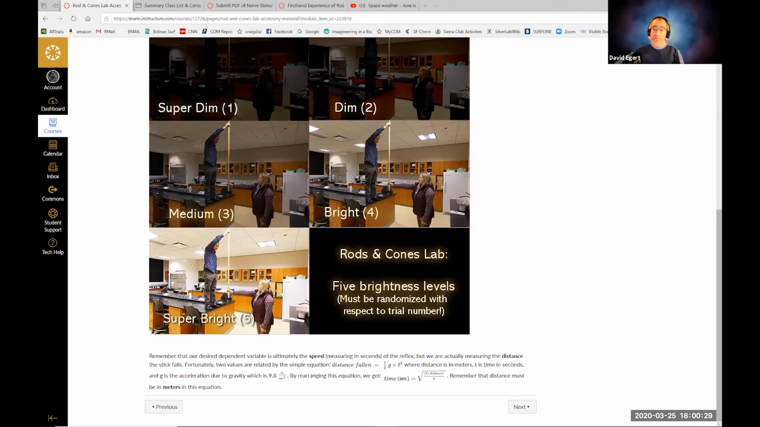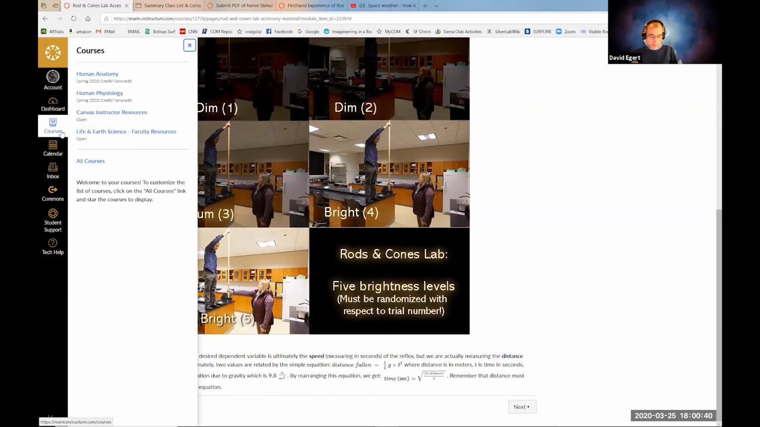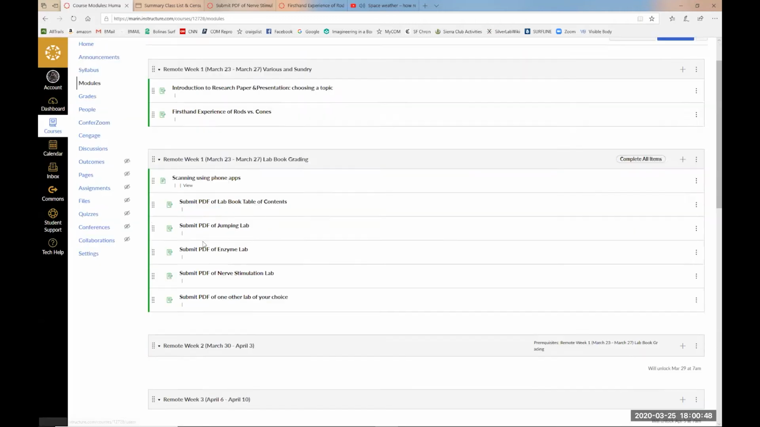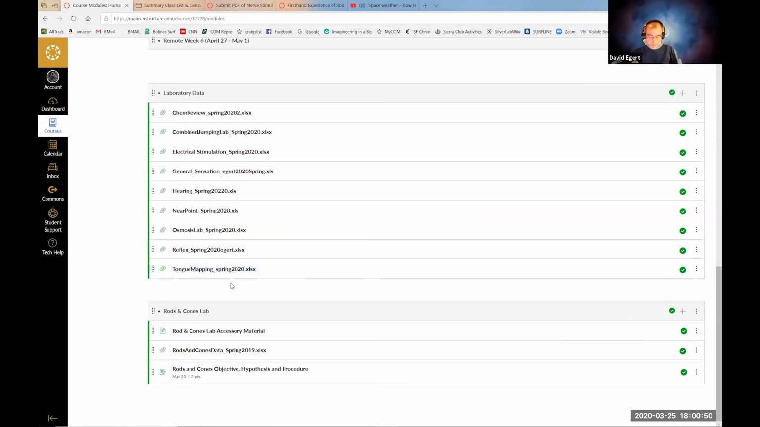objective, hypothesis, and method. And then I actually included another thing here, which you're going to see under courses, modules. Here under the rods and cones, there's rods and cones objective, hypothesis, and procedure. So you're going to take a picture of the stuff in your own personal lab book in your handwriting, and you're going to upload it up to here. So like a half hour from now.